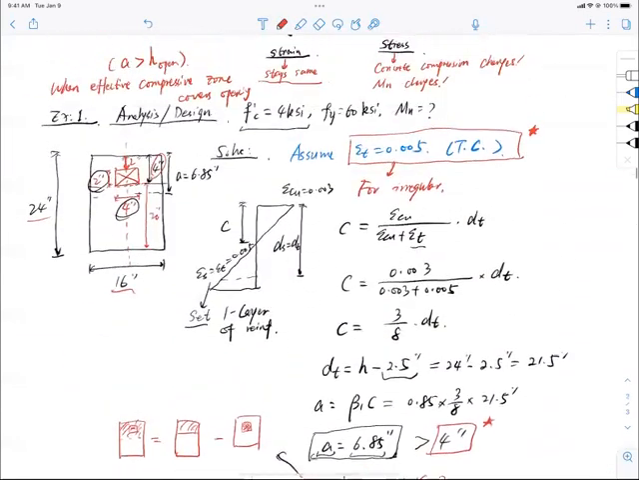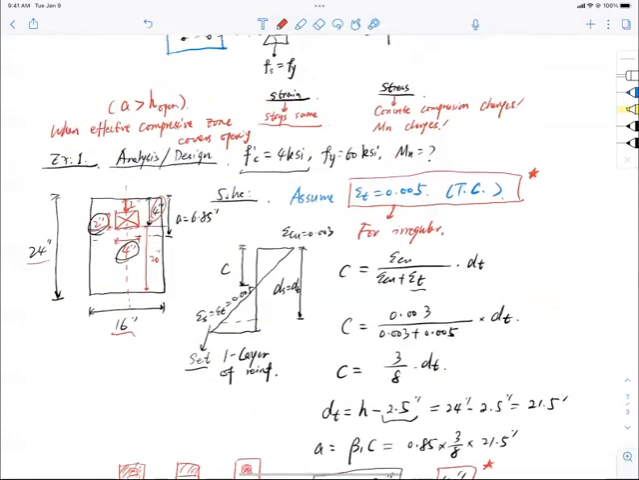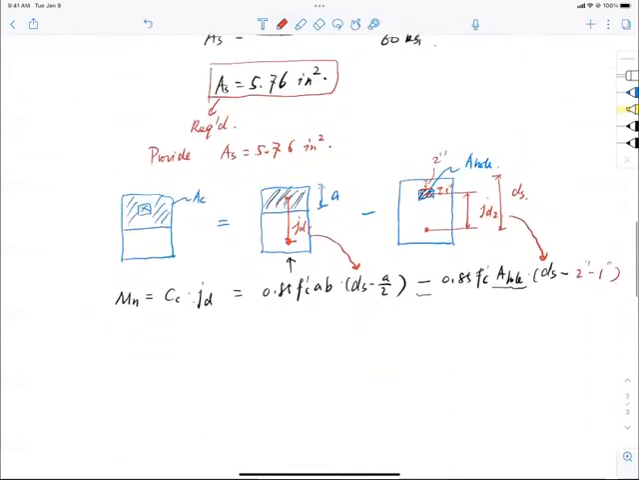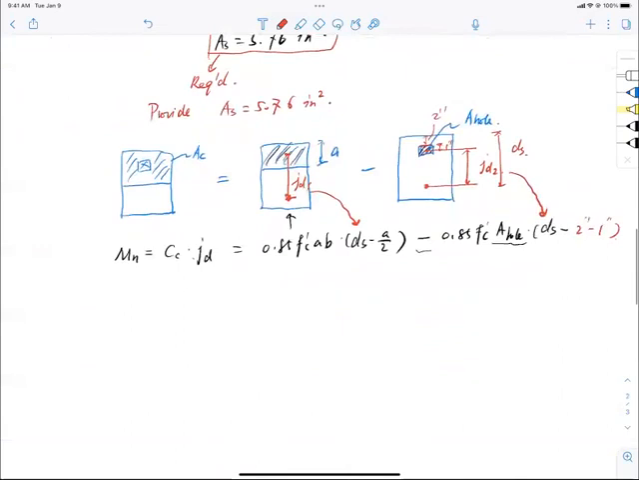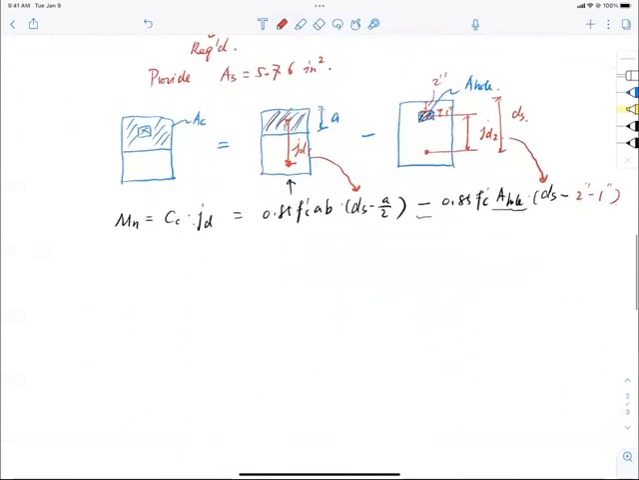Let's take a look. The height of the opening is 2 inches, so the middle of it is 1 inch. So that is the JD2, that is the lever arm. With that, I can easily compute, bring the numbers in: Mn equals 0.85 times f'c, 4 ksi, multiplied by a, which is 6.85 inch. And what is the b here? b is 16 inches.